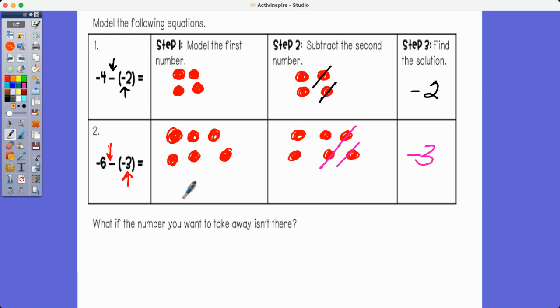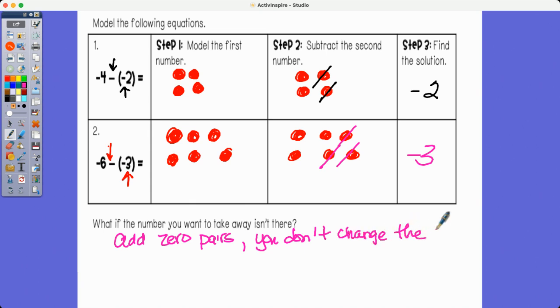So what do you think happens if there's a number that you want to take away and it isn't there? What you need to do is add 0 pairs. And because they're 0 pairs, you're not changing the value. Sorry, my handwriting's not good today. You're not changing the value of the equation, but you can then take away more numbers, okay?